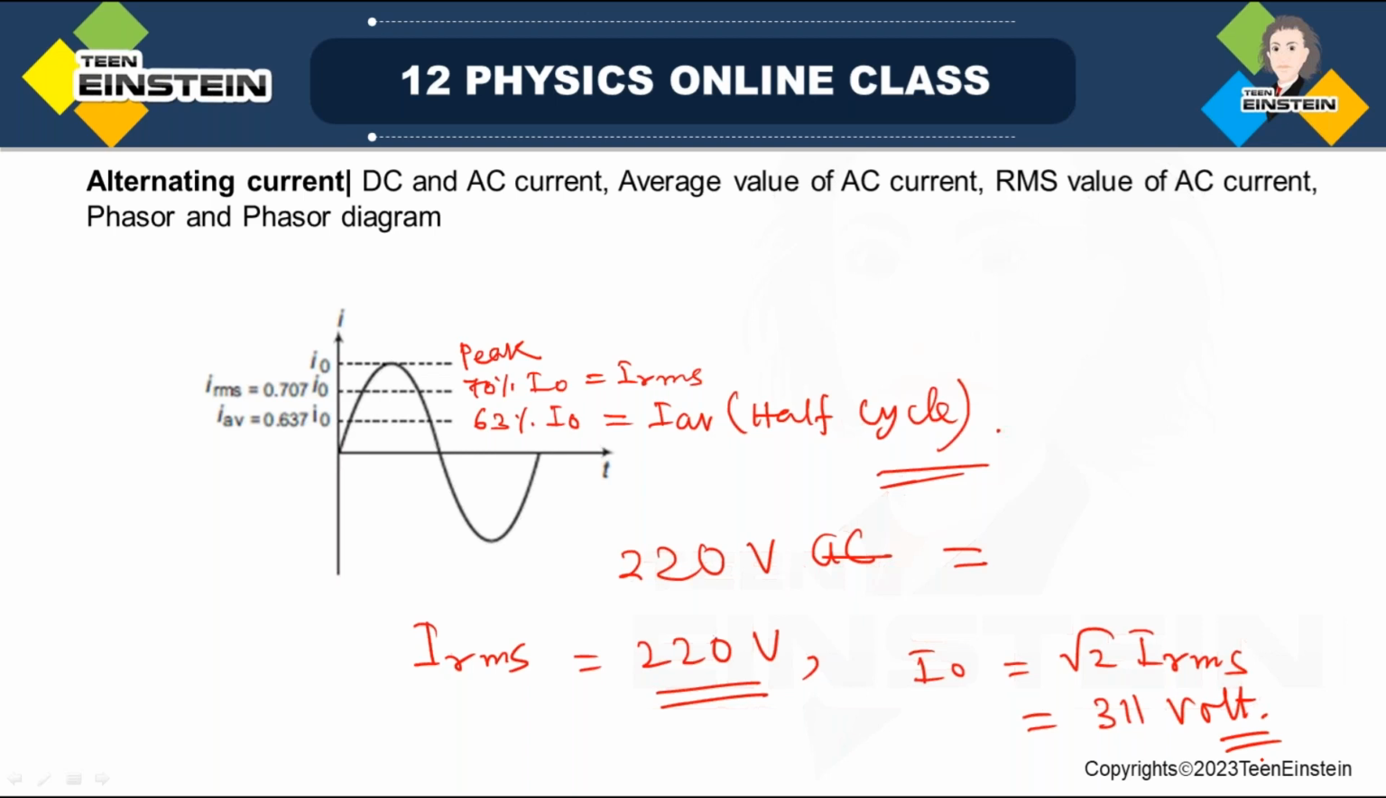All right, so we'll discuss this again in detail later. In the next class, we'll take up new numerical problems, and we'll further discuss phasor and phasor diagram.